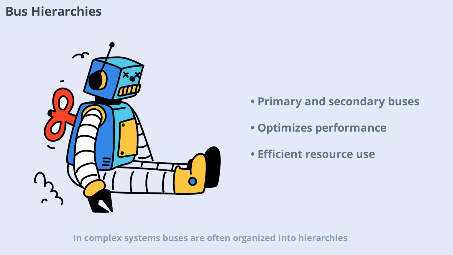In complex systems, buses are often organized into hierarchies, with primary and secondary buses handling different types of traffic. For example, a high-speed system bus connects the CPU and memory, while slower peripheral buses handle input-output devices. This hierarchical approach optimizes performance and resource allocation.